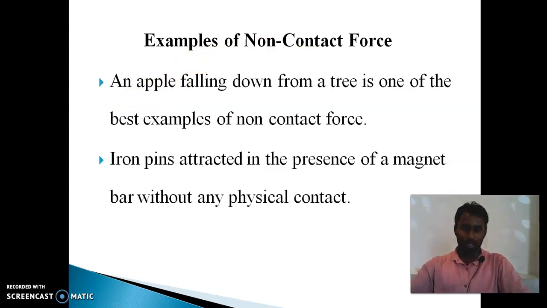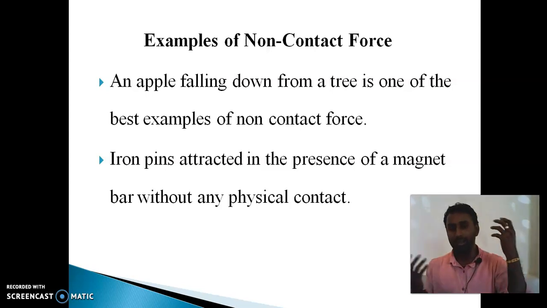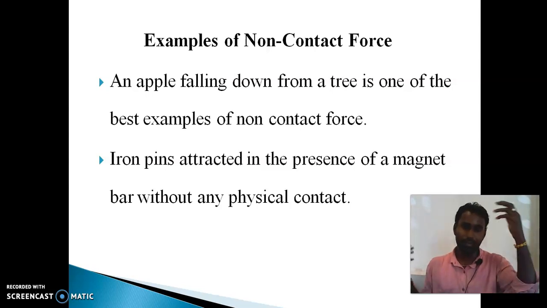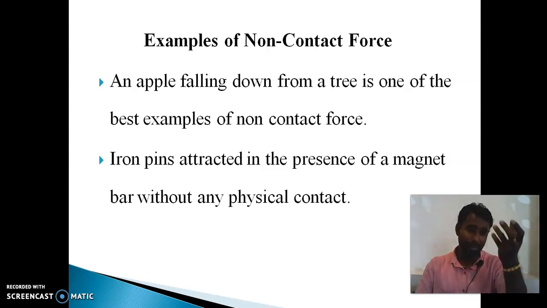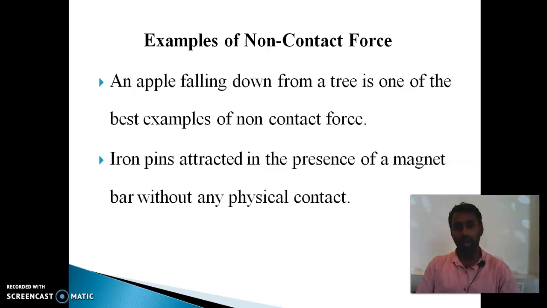In practical situations, where can we face this non-contact force? The first example: an apple falling down from a tree is one of the best examples of non-contact force. The apple is hanging in the tree and there is no physical contact between the surface of the earth and the apple. But after a certain time, it falls down, it goes towards the earth, right?